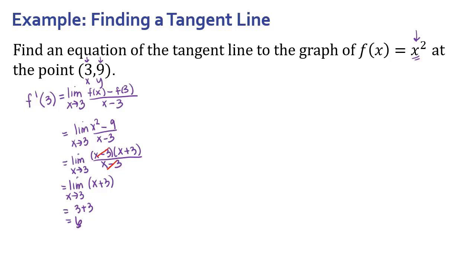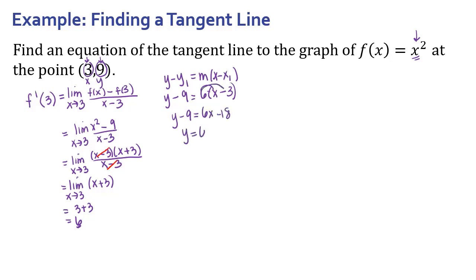Once we have that, we can go back and find the equation of this tangent line. Remember we learned y minus y1 equals m times x minus x1 for finding the equation of a line. So this becomes y minus 9, the point that we've got, equals the slope times x minus 3. So y minus 9 equals 6x minus 18. y equals 6x minus 9.